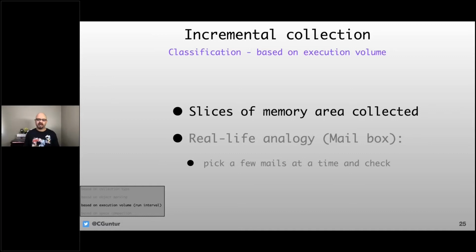So in a real life analogy, instead of checking the entire mail that is in front of you, let us say you pick up one file, you go through it, and then you determine that, okay, I'm ready for more mail to come in or fill this slot. So that is where an incremental collection is different from a complete collection or an all-at-once collection.